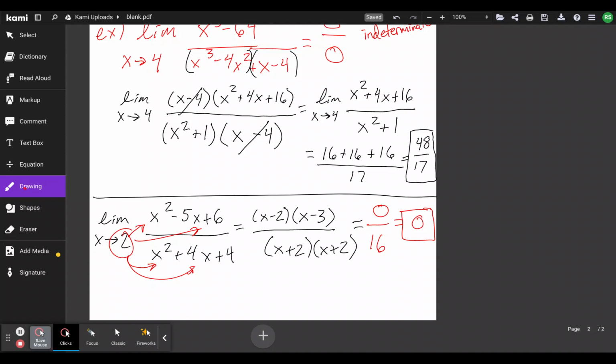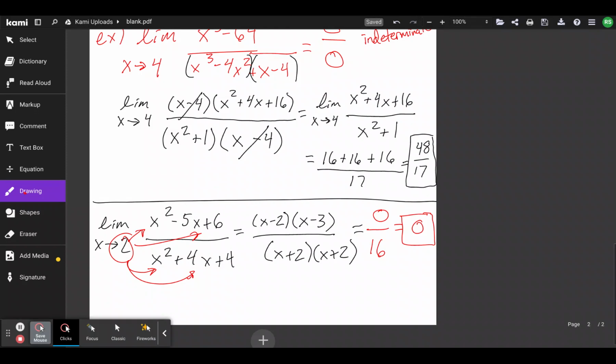So remember, if you end up with 0 over 0, then that's indeterminate. We're going to need to do a little further investigation by factoring. If you can use direct substitution, you can always do that first. Great. Anything over 0, the limit does not exist. 0 in the numerator divided by a number that is not 0 gives a limit of 0.